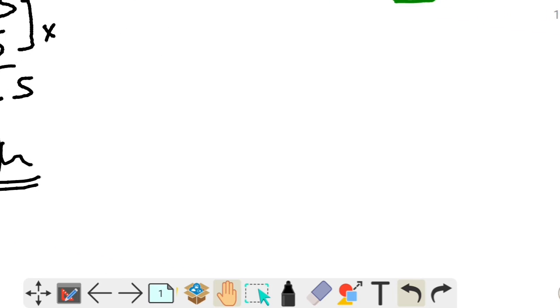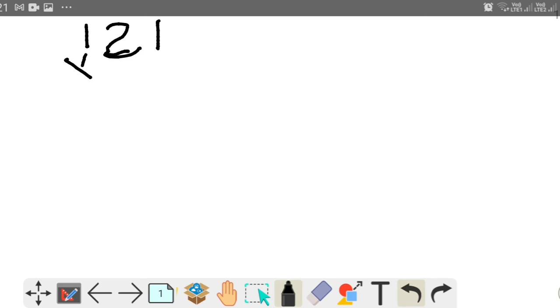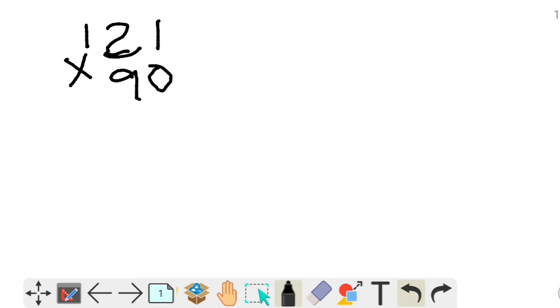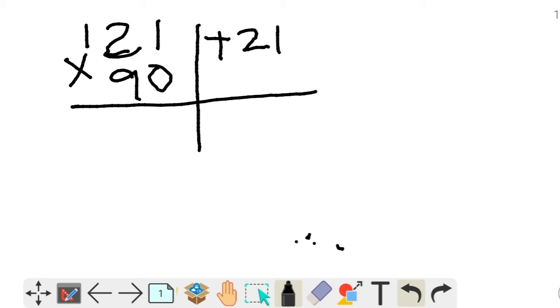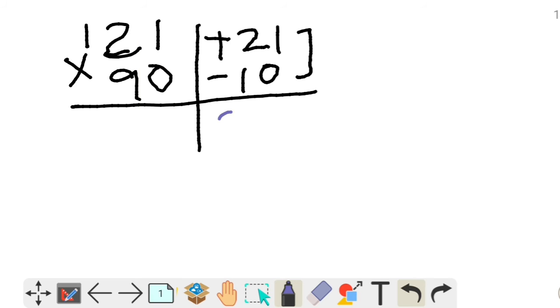Okay, moving on to a different pattern of question in the same method. We have, suppose, 121 into 90. Now you will see that this number is 21 times greater than 100 and this number is 10 times less than 100. Now if we multiply these both numbers, we are getting 210, minus 210.